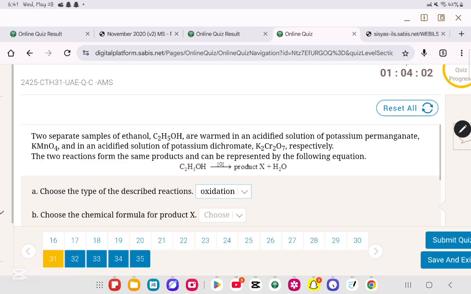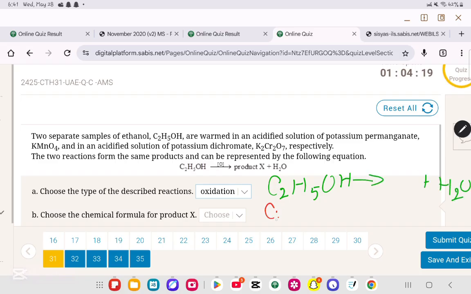So, very simply, this reaction is oxidation. What happens in oxidation is very simply the addition of oxygen. So, C2H5OH will give us what? Will give us product X plus H2O.